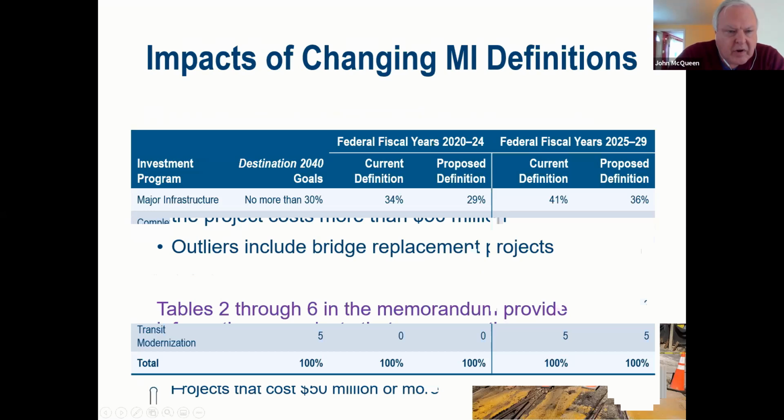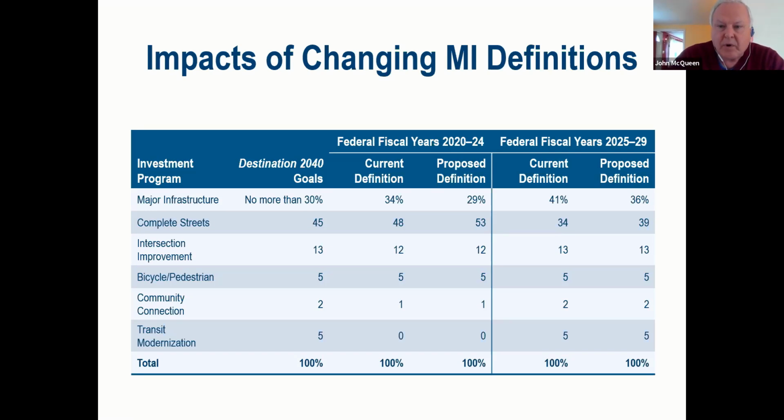I'm looking at the goals with 2040 and the complete streets versus major infrastructure balance. And it seems after the proposed definition that there's maybe a 20% gap or difference more in favor, I guess, of the major infrastructure after the proposed definition in the outer years.